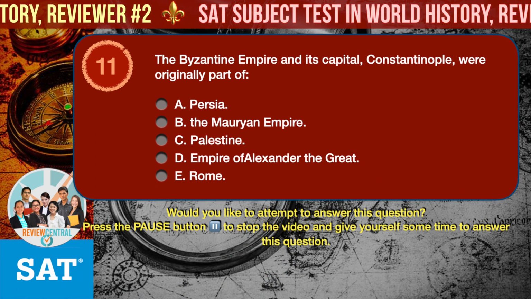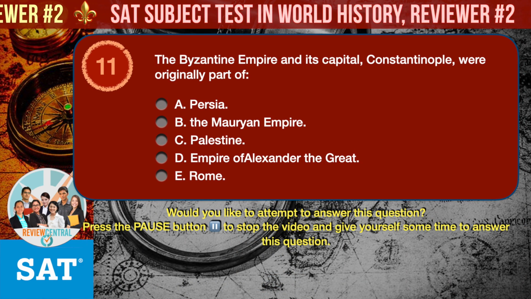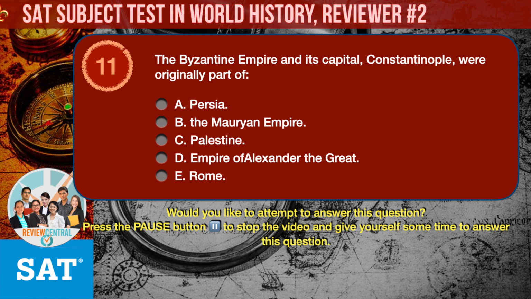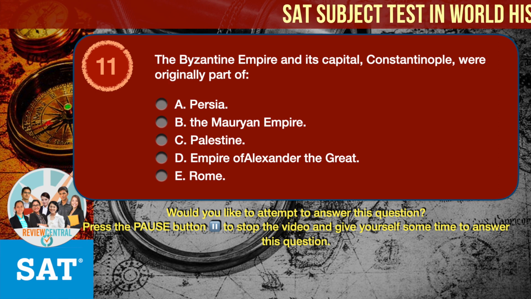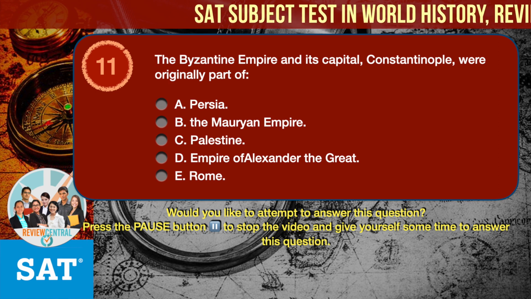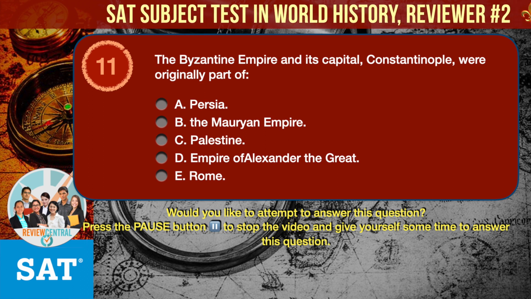Question number 11. The Byzantine Empire and its capital, Constantinople, were originally part of A. Persia, B. the Mauryan Empire, C. Palestine, D. Empire of Alexander the Great, E. Rome.